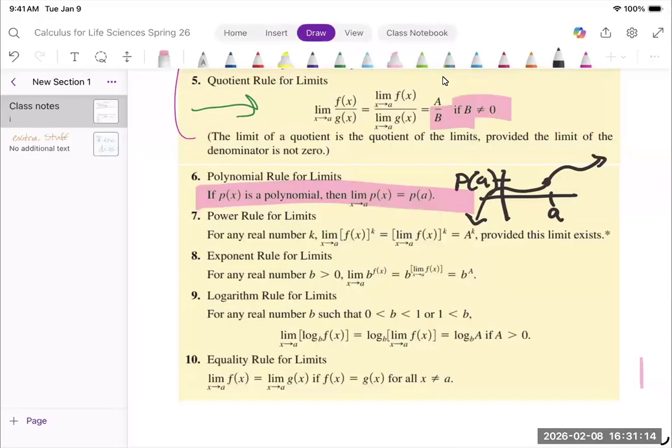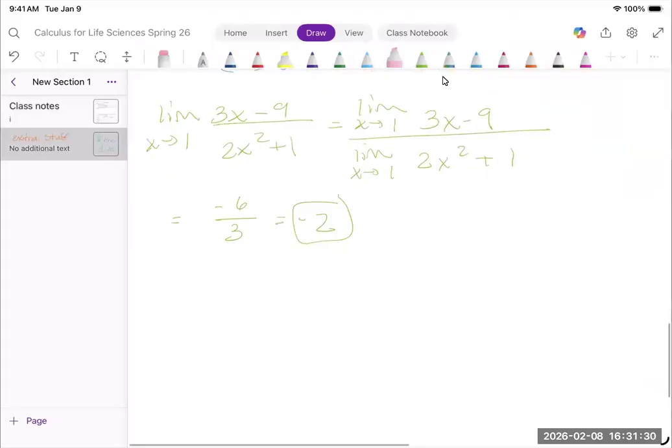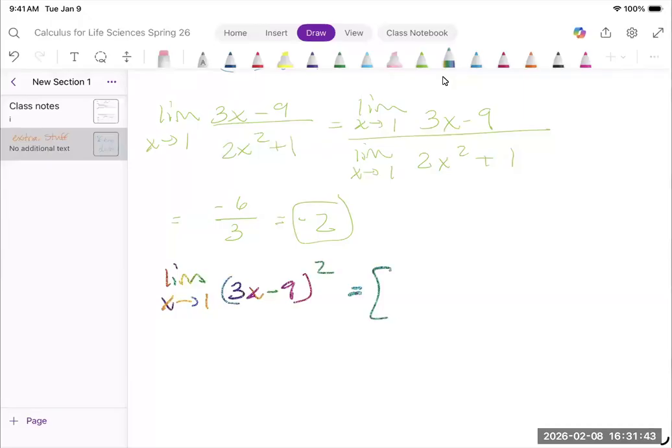Power rules, basically, same thing we're used to with exponents. If there's an exponent, we can take it out. So if there's an exponent on the function, we can basically find the limit and then raise it to an exponent. So like if I have the limit as x approaches 1 of, say, let's just keep on with 3x minus 9 squared. Well then this could be the limit as x approaches 1 of 3x minus 9 quantity squared.